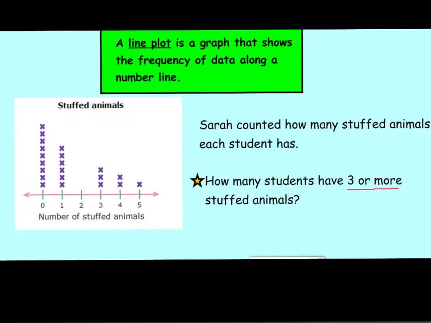So I'm going to look at where it's telling me that they have 3 stuffed animals, and I can see that there's 1, 2, 3 students that have 3, but then they said or more. So I need to look at 4 and 5 too. So far I have 3, 4, 5, 6. So 6 students have 3 or more stuffed animals, and that's how we read a line plot.